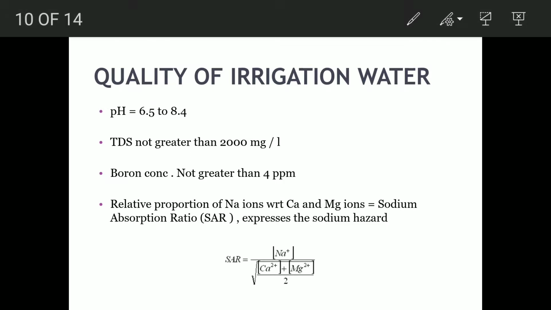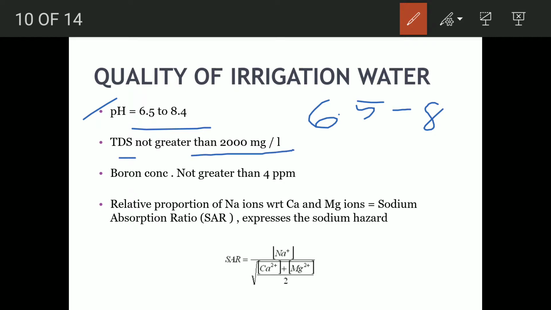Next, coming to the quality of the irrigation water. First point is that its pH value is usually about 6.5 to 8.4. For the water that is added in the concrete, the pH range must be 6.5 to 8. Here it is 6.5 to 8.4. The total dissolved solids should not be greater than 2000 mg per liter. And also there are certain very toxic elements like boron and selenium. Their content should be very low. If it is boron, the concentration should not be more than 4 ppm. Very small traces of selenium are considered to be very toxic for soil.